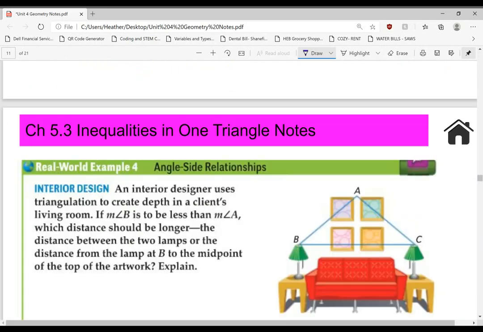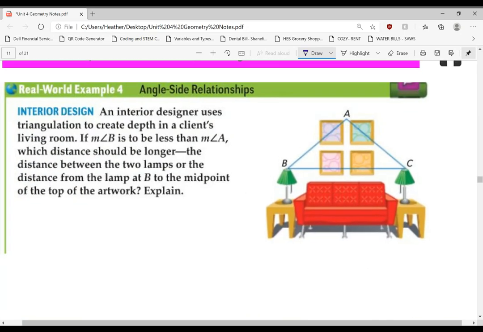Okay, let's go ahead and continue on to example 4. Example 4 is a real world problem, and it's going to be our last example of section 3. It says an interior designer uses triangulation to create depth in a client's living room. If the measure of angle B is less than the measure of angle A, which distance should be longer? The distance between the two lamps, or the distance from the lamp at B to the midpoint of the top of the artwork? Explain.